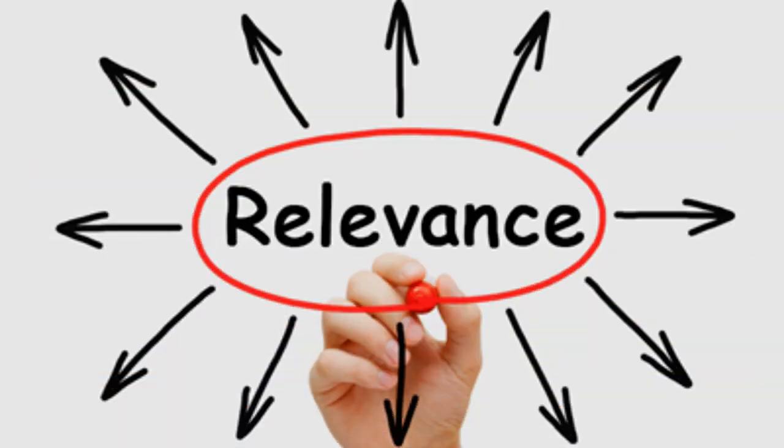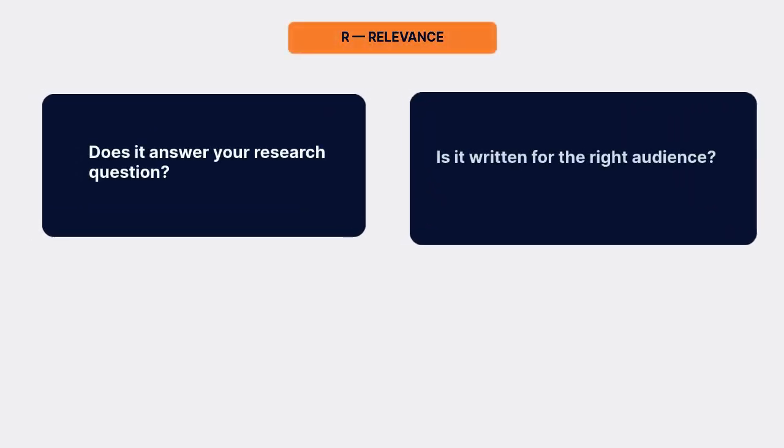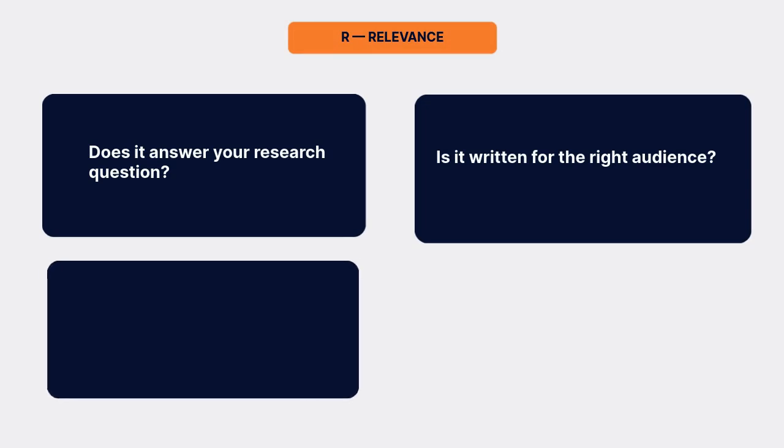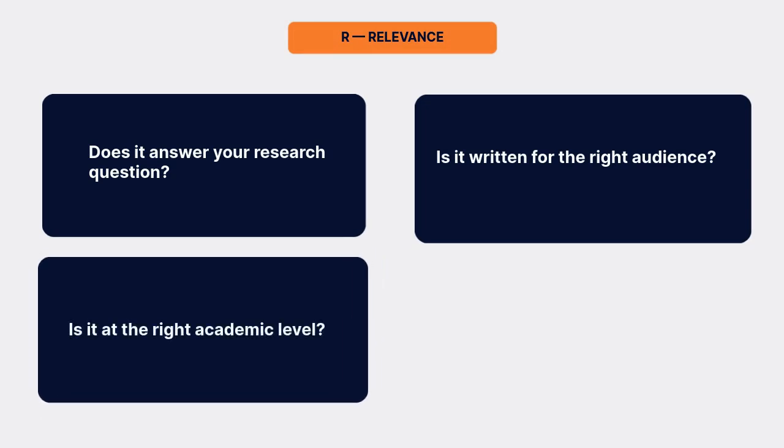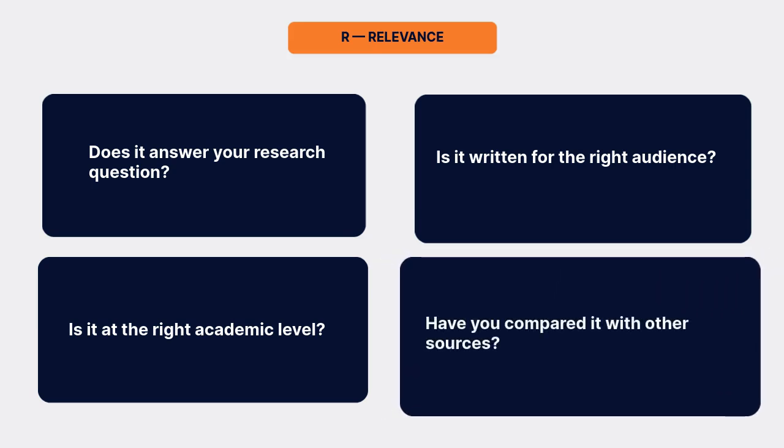Next is relevance. Relevance asks whether the information meets your needs. Does it answer your research question? Is it written for students, researchers, or the general public? Is it at the right academic level? And have you compared it with other sources before deciding to use it?